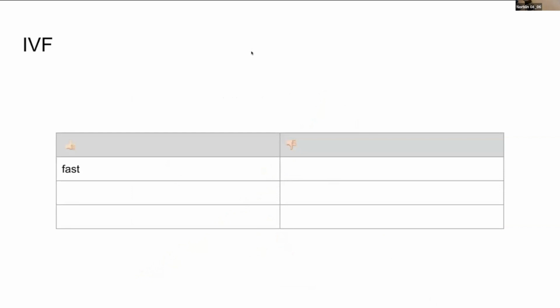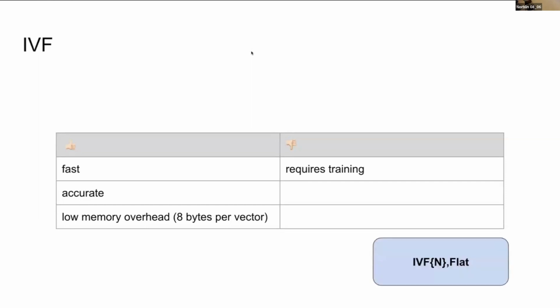So to summarize IVF, it's pretty fast, it's accurate. It's not as fast and not as accurate as HNSW, but it's still pretty good. And the good thing is that it has low memory overhead, so about 8 bytes per vector. The downside is that this algorithm requires training. So as I said, you have to compute those centroids, those clusters. And in FAISS, we would call this type of index IVF n flat, where n is the number of clusters or centroids.